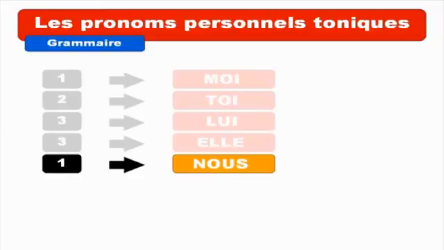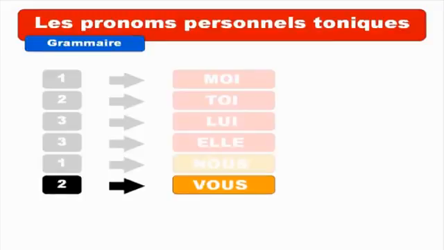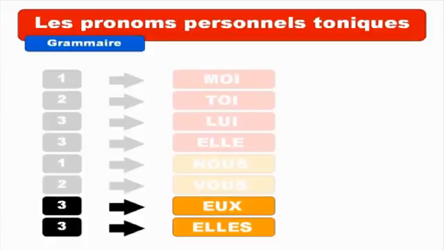Alright. So keep in mind that final S is not pronounced. So you get this nous. Repeat. Nous. Okay. And then vous. Same thing, final S is not pronounced. So vous. Okay. And finally, same thing, difference between the masculine form and the feminine form, but then the masculine is different, the feminine is the same as les pronoms personnels sujet.